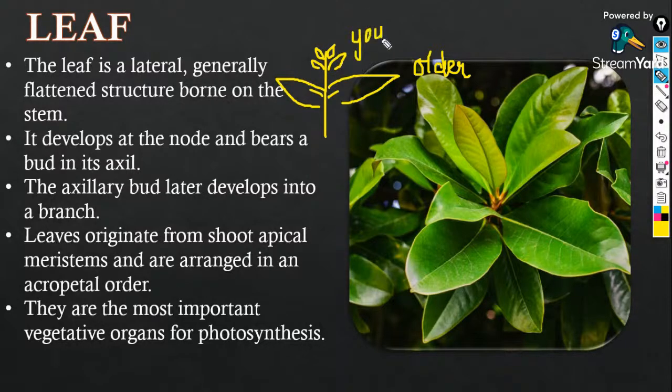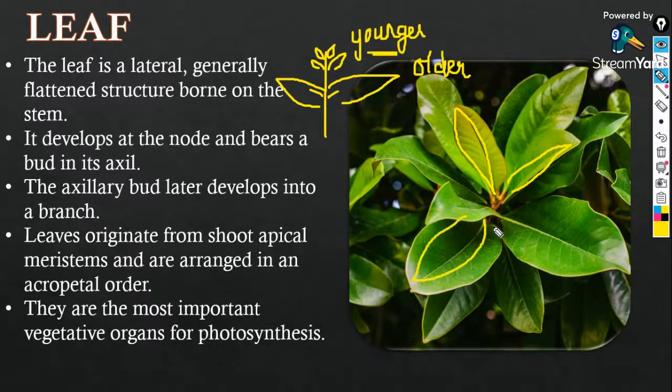What is acropetal succession, guys? The older leaves would be at the base and the younger leaves would be formed towards the terminal part of the plant. Am I right or wrong? Look, this is the new leaf, right? The new leaves will be formed above the older leaf. These all are the older leaves, right?